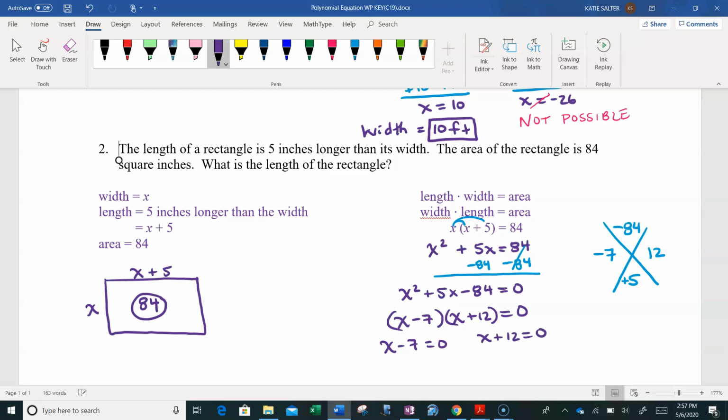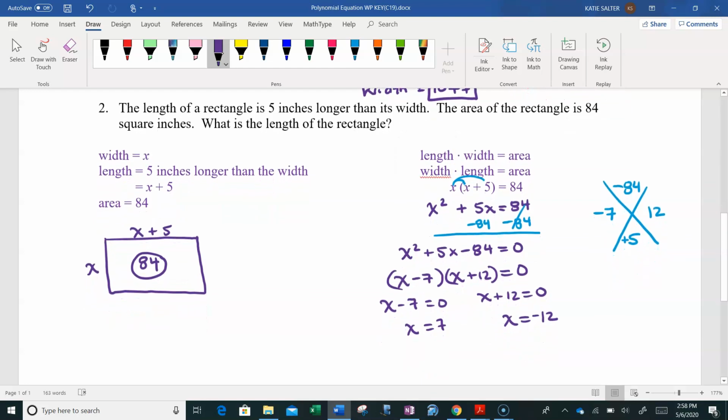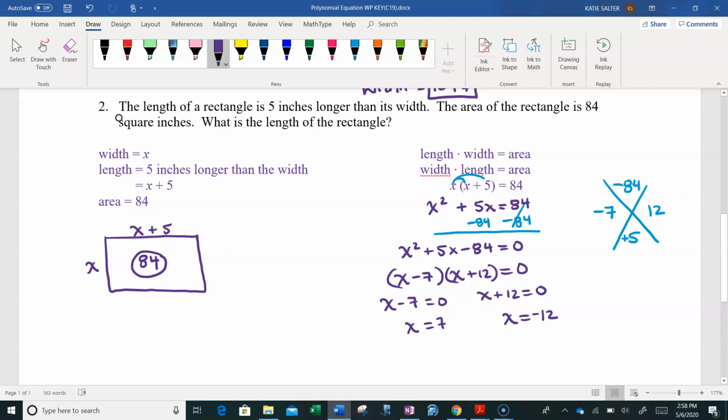Most of you realize if you have these simple binomials where the x has a leading coefficient of 1, obviously it's just going to end up being the opposite sign. We're going to add 7 to each side and get x equals 7. We're going to subtract 12 from each side and get x equals negative 12. In this case, again, because we are talking about the dimensions of a rectangle, it's not possible for our width to be negative. So we would cross off the negative answer.